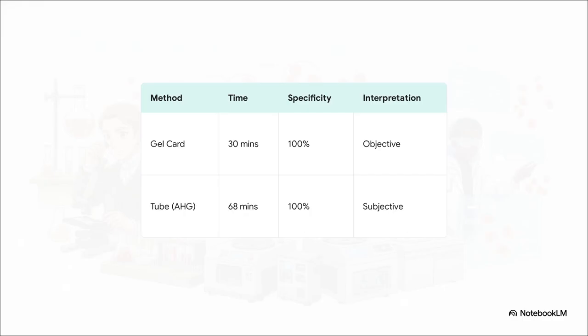Looking at the clinical data makes it totally clear why labs are making this shift. The gel card method is dominant when it comes to efficiency. It cuts testing time down to about 30 minutes compared to the hour or more you'd need for complex tube tests. Plus, and this is a big one, it upgrades the interpretation. Instead of a tech subjectively eyeballing a shaken test tube to look for clumps, you get an objective result permanently trapped in a gel matrix that can be easily documented and reviewed.